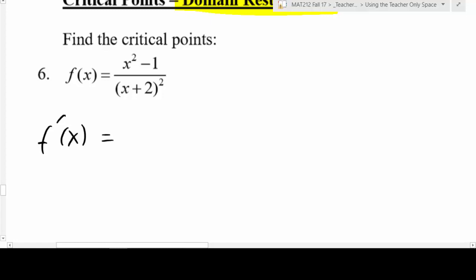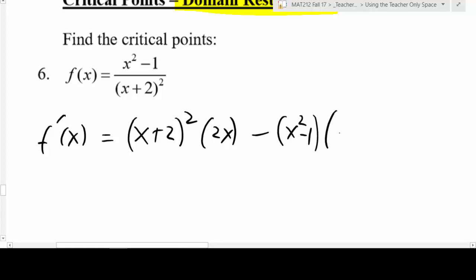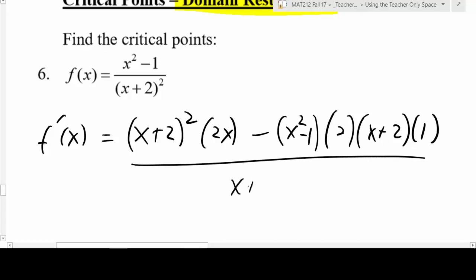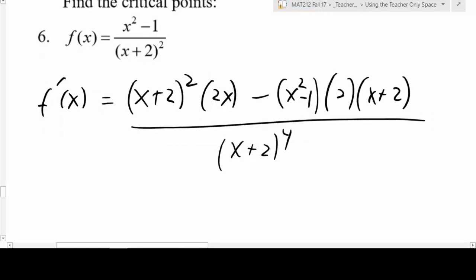So we're going to take the derivative, and this would be low times the derivative of the high minus the high times the derivative of the low all over the square of what's below. And I'm just going to get rid of that one. There we go. All right, now set this equal to 0, and let's start solving. I'm going to distribute and work through in a couple steps.